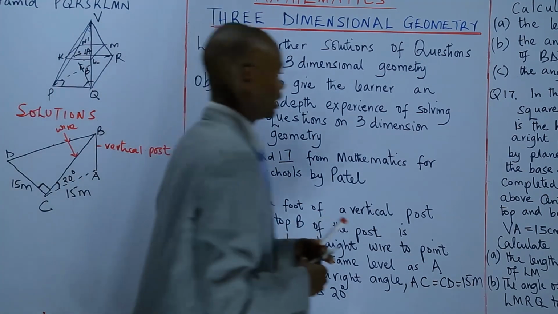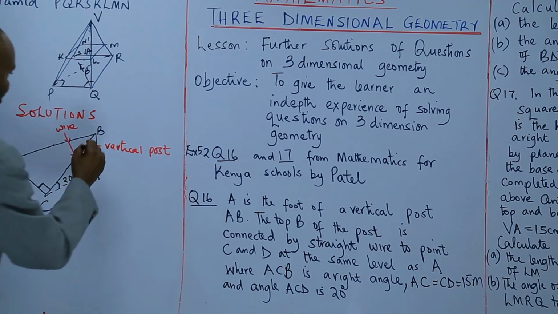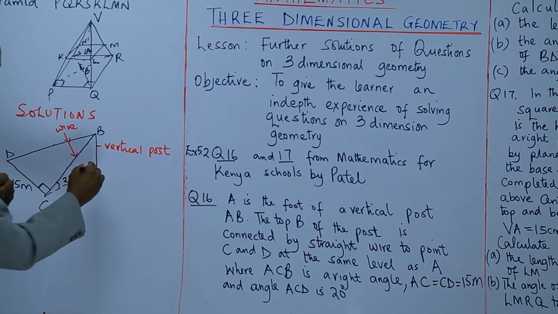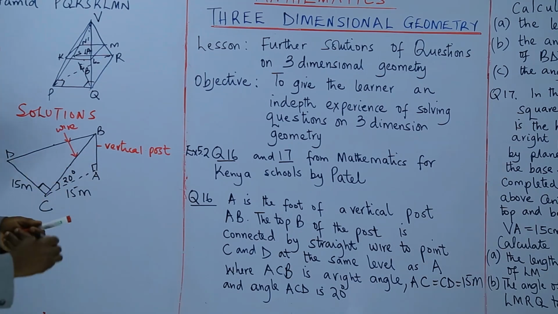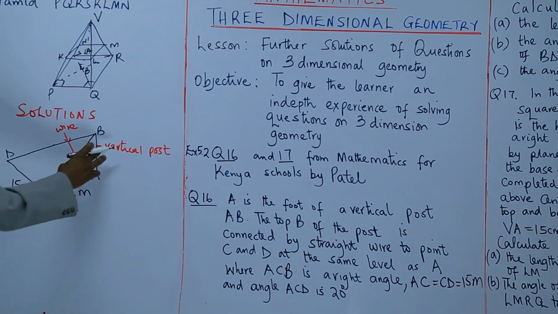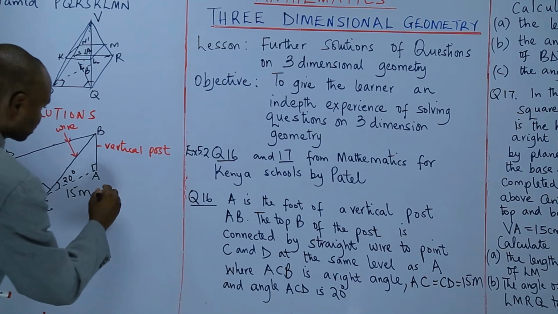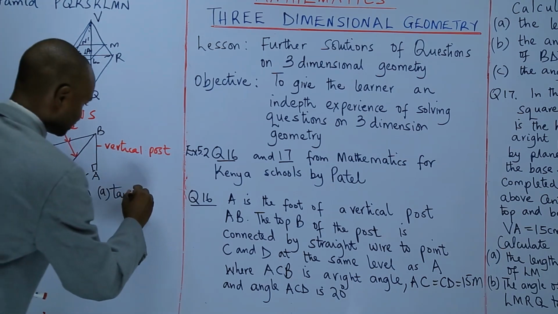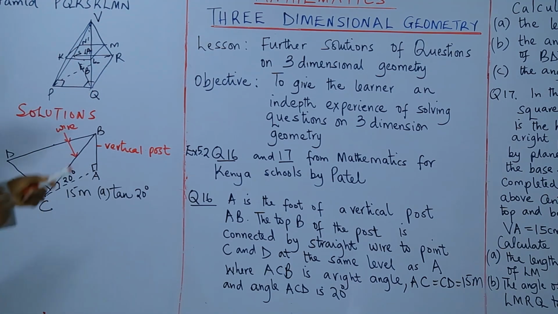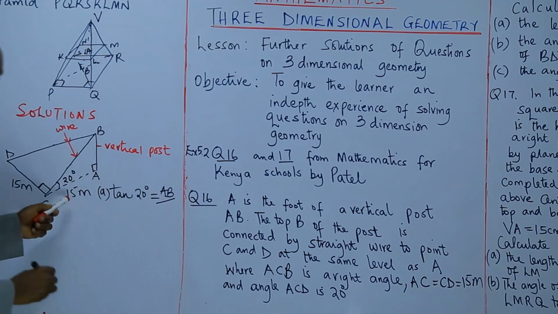So what are the questions? The length AB. If this is level ground, this will also be a right angle. So when you go to AB, you use the tangent, opposite over adjacent. You say tan 20 degrees will be equal to AB divided by 15 meters.